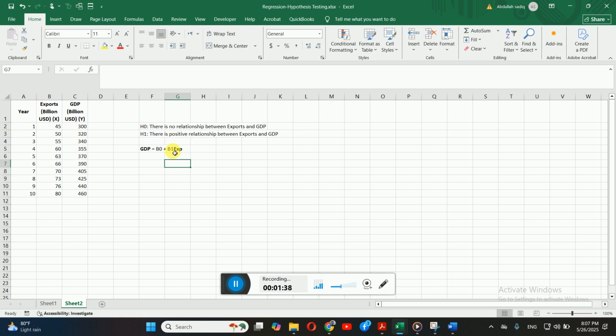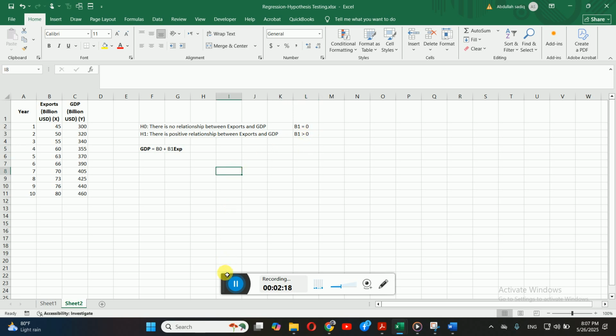So if beta 1 is 0, it means there is no relationship. If beta 1 is greater than 0, it means there is a positive relationship. And if it is less than 0, it means there is a negative relationship. So in our null hypothesis, we assume that beta 1 equals 0. And in our alternative hypothesis, I claim that beta 1 is greater than 0, students. If it's greater than 0, it means there is a positive relationship.